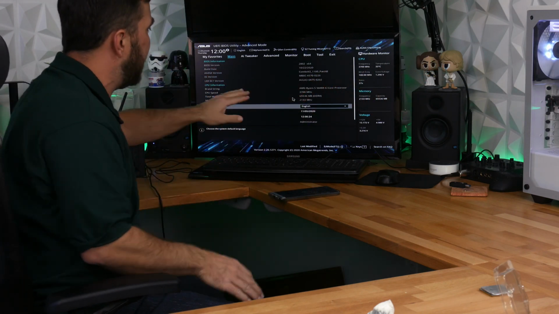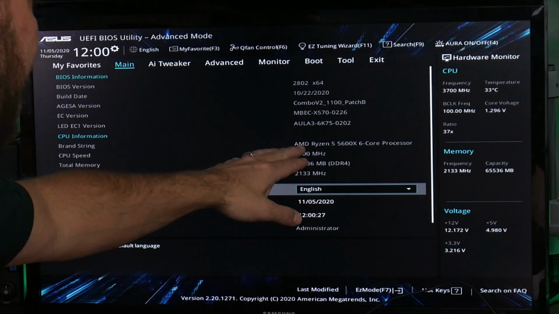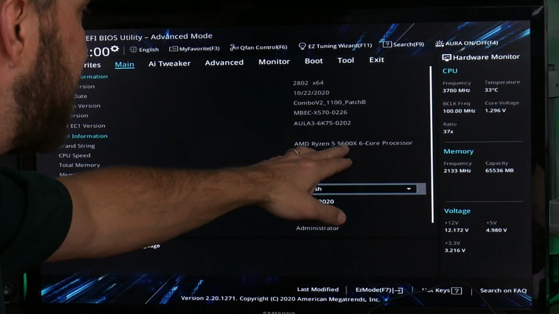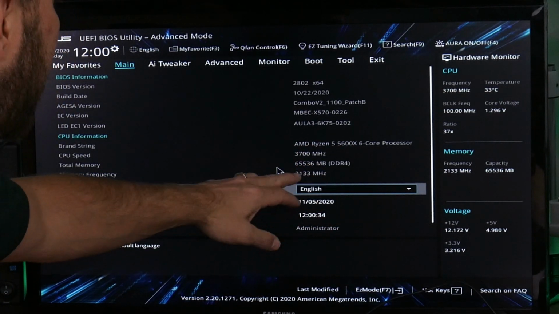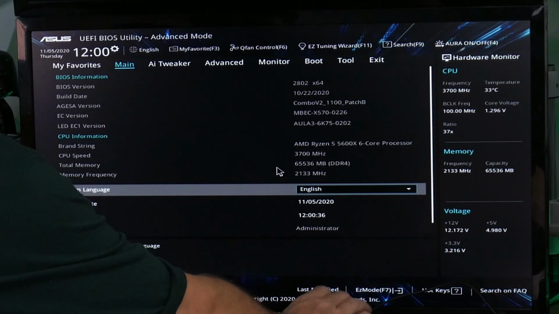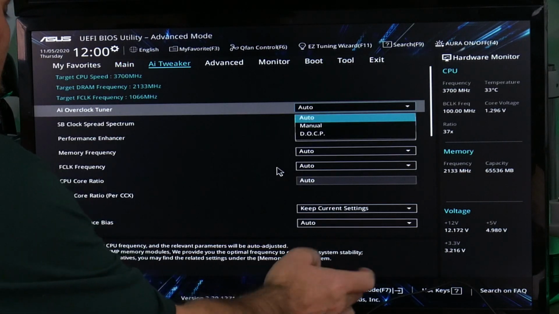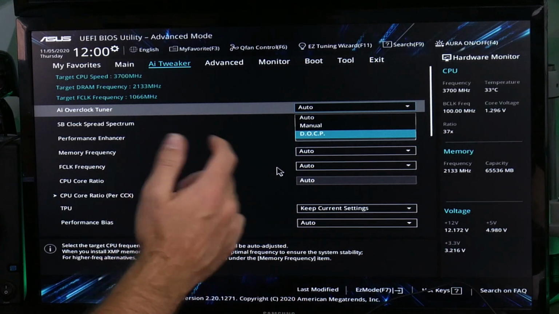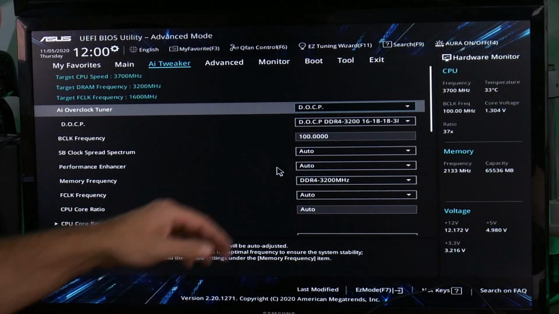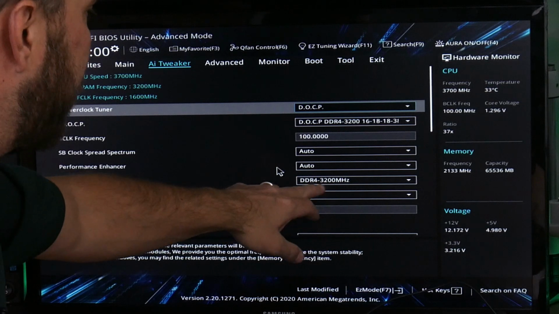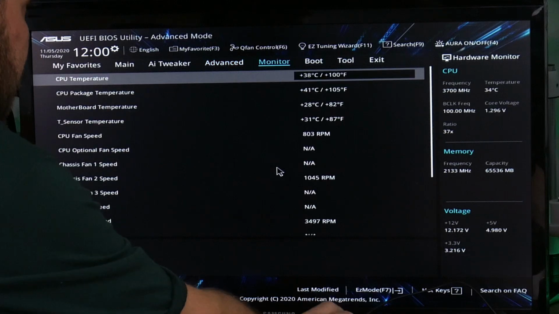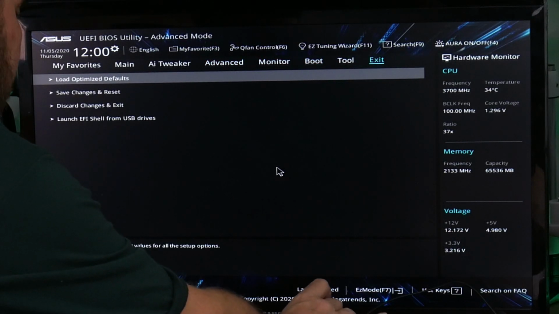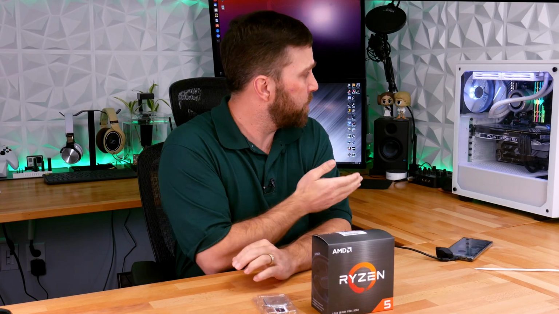It posted fine into my system BIOS. You see the AMD Ryzen 5 5600X is installed, all 64 gigabytes of memory. I'm at 2133 megahertz right now on the memory. I'm just going to come over here. The only setting I'm going to put into my BIOS is to change to my DOCP settings for my 3200 megahertz memory, and then just save and reset. Okay, the CPU is installed and working, I assume.